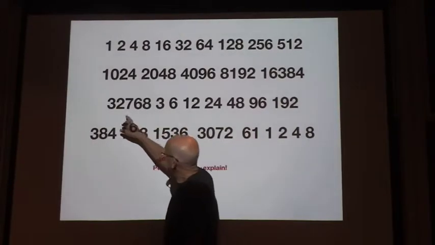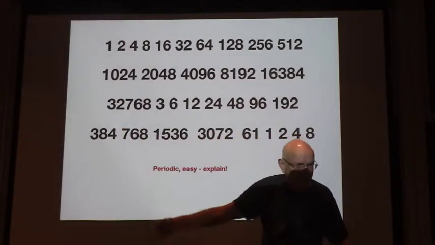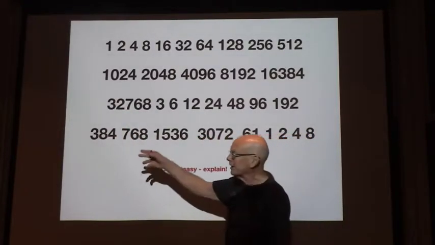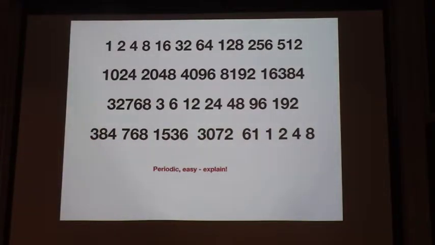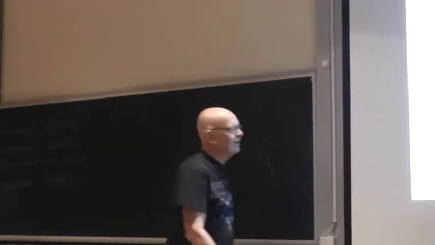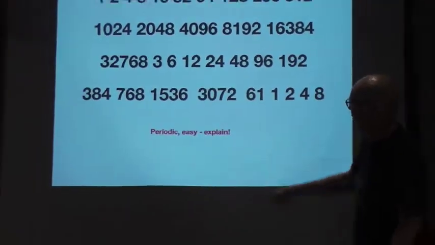That's why 32768 goes to 65536, right? 2 to the 16. But 65536, we've got 2 6s, kill them, 2 5s, kill them, you're left with 3. And that's the sequence. It's periodic, with a period, whatever it is.